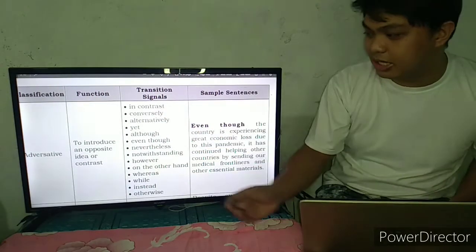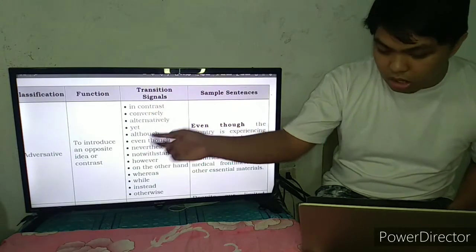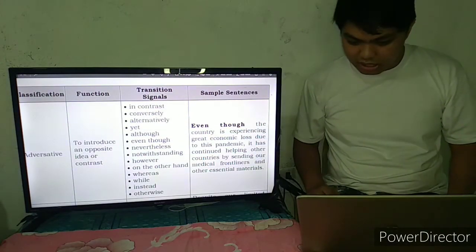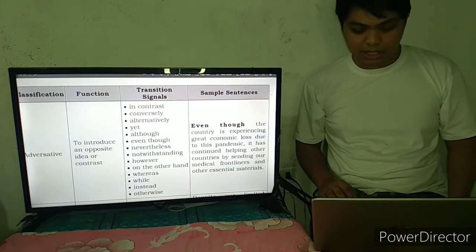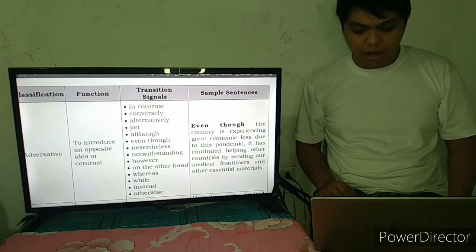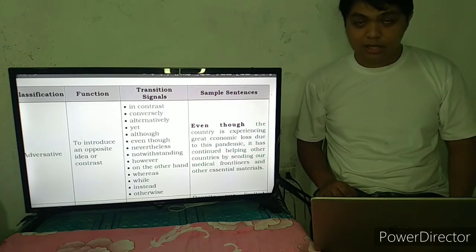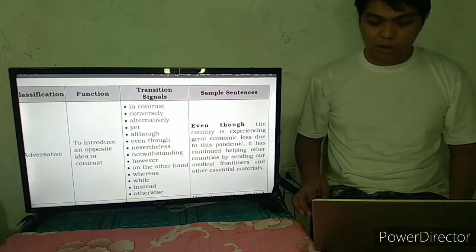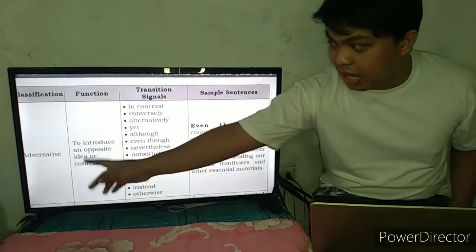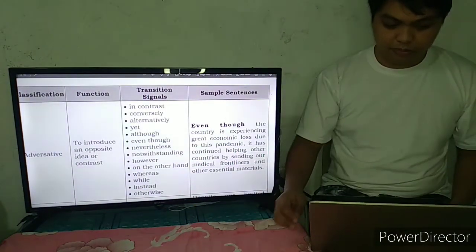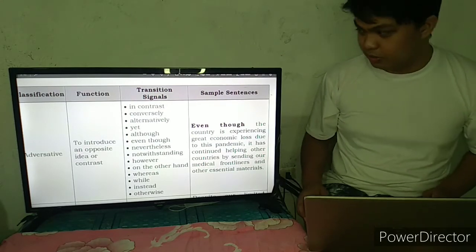So, transition signals na ginagamit natin sa adversative is in contrast, conversely, alternatively, yet, although, even though, nevertheless, notwithstanding, however, on the other hand, whereas, while, instead, and otherwise. Okay, ito yung mga words na nagpapakita na ito ay isang adversative sentence na gumagamit ng adversative transitions.